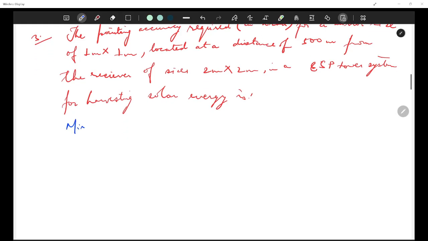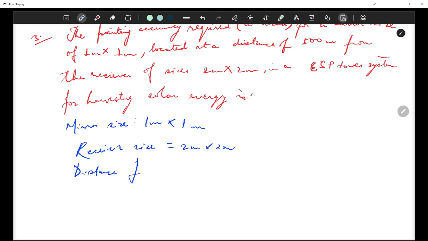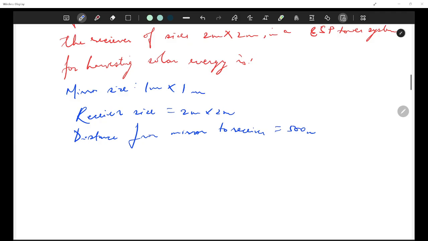You're given that the mirror size is 1 meter cross 1 meter and the receiver size is 2 meter cross 2 meter. So the distance from mirror to receiver is 500 meters. Okay. So we must find the allowable angular error.